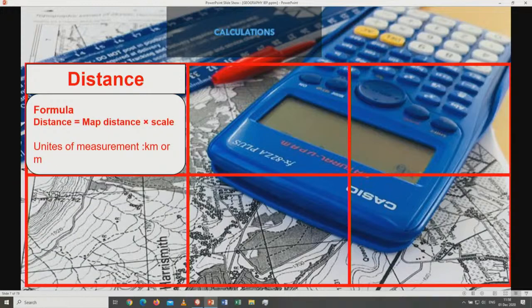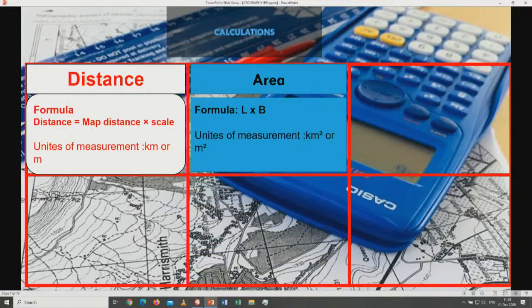The formula for distance is map distance times scale. The unit of measurement must be in kilometers or meters, depending on what the examiner says. Then you look at area, a very important question in geography Paper 2. Area is equal to length times breadth. The unit of measurement means your answers must be in kilometers squared or meters squared.